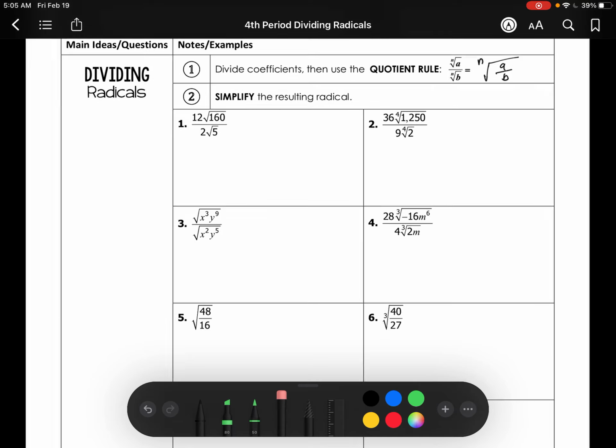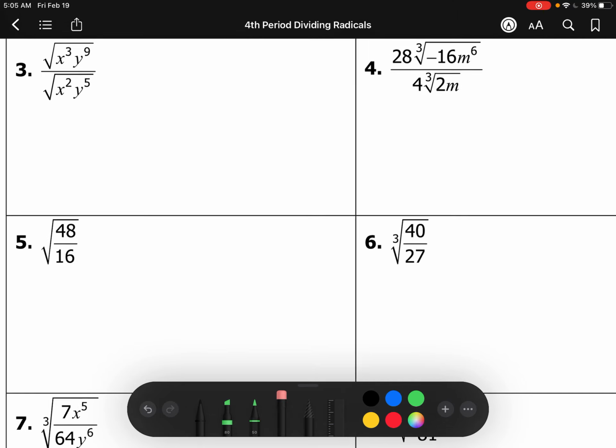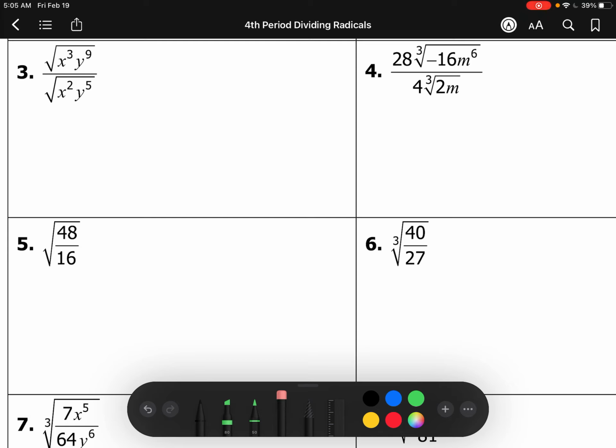In all classes yesterday, we finished numbers 1 and 2, and we did number 3 as well, but I'm going to go over number 3 really quickly just so you guys can remember that when you have a variable raised to an exponent being divided by another variable raised to an exponent, you're going to be using the quotient rule of exponents. So this expression is going to turn into the square root of x to the third y to the ninth divided by x squared y to the fifth, right?